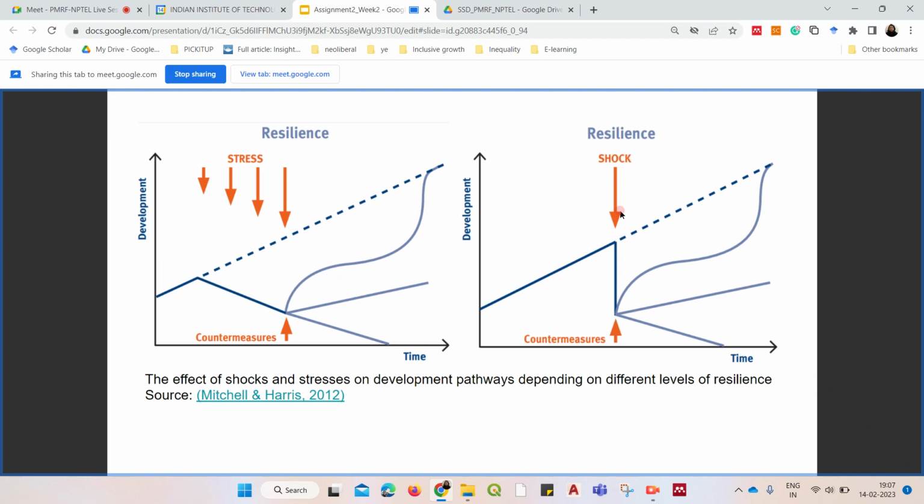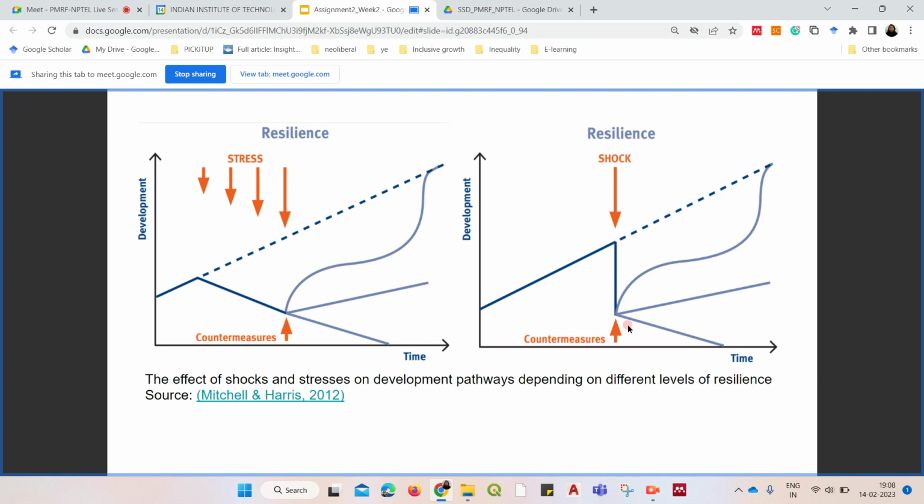So extreme climatic events, for example, some kind of flood or cyclone, they occur in a very short period of time, and they affect the system by shocking it.